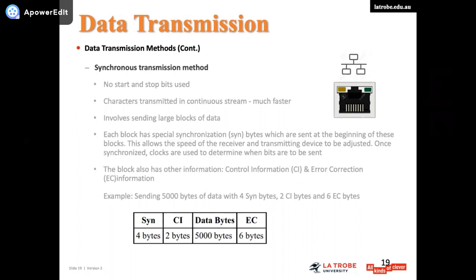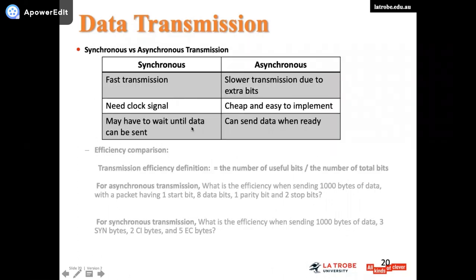And here is the comparison between the synchronous and asynchronous methods. The synchronous method is very fast, so we can send a large block of data using it, but it has to use the clock for device synchronization, and it may have to wait until the data is ready to be sent. For the asynchronous method, it is slower because it has to use extra start and stop bits to control the package, but it is cheap and easy to implement because we don't require this additional clock.